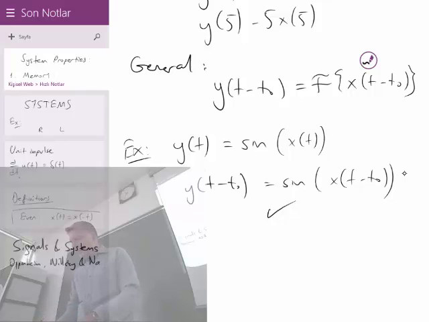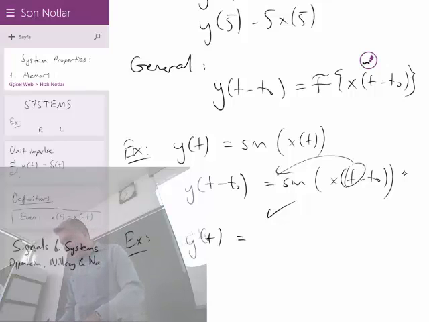Usually if you have a t outside the function or somewhere outside x of t, then it is a direct relation with t, so it becomes not time invariant, it becomes time varying. Or if t is not in a linear form, like t squared, square root of t, or sine of t.